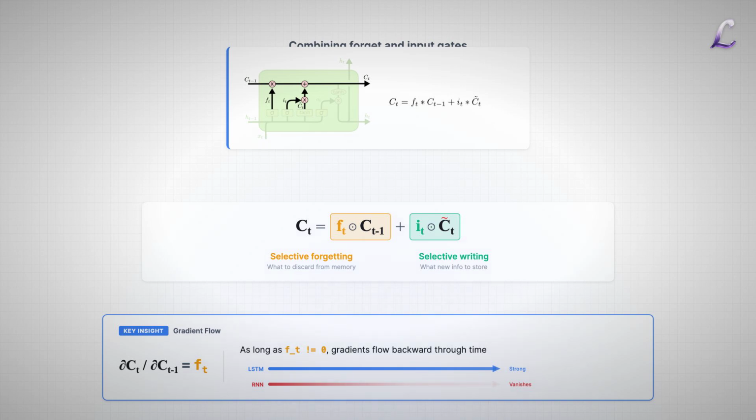This additive structure is what creates the gradient highway. During backpropagation, the gradient of C_t with respect to C_{t-1} is simply F_t, a diagonal matrix of values between 0 and 1. As long as the forget gate doesn't consistently output 0 for any dimension, gradients flow backward through time. This is the fundamental mechanism that solves the vanishing gradient problem.